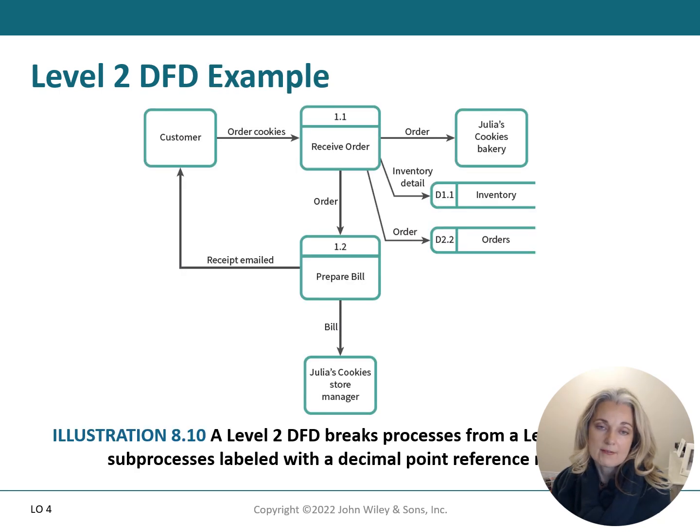So here we have our little sub-process. We have our customer ordering. We have bill preparation, which we didn't discuss in the other diagrams. And we have the store manager then handling the bills. And then we still have the bakery receiving the orders. And here we have the order information being recorded in inventory, because you have less inventory if there's an order, and then you also have your orders table.